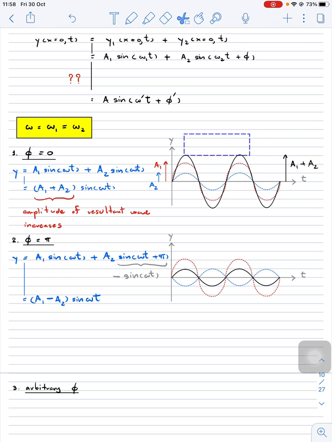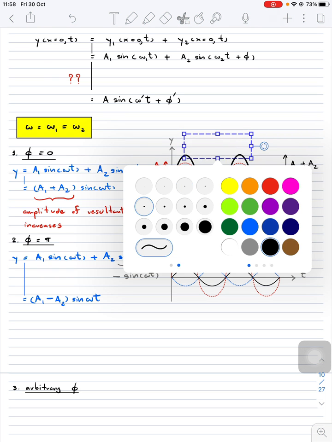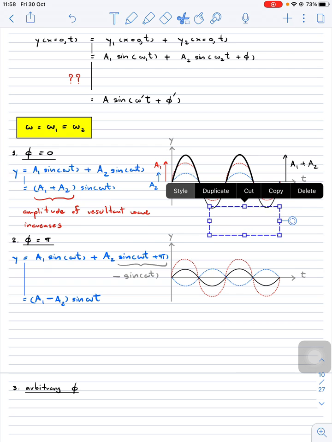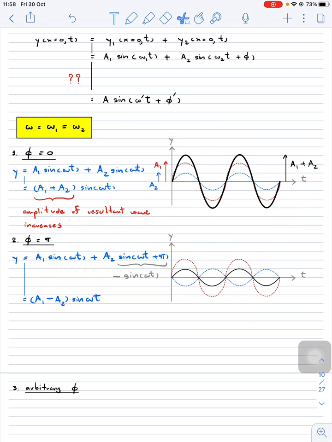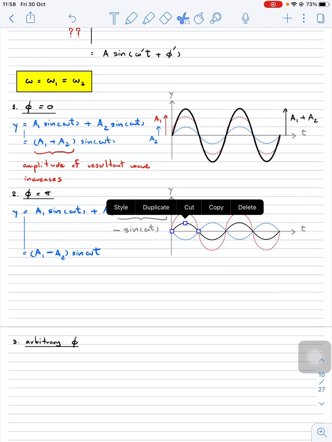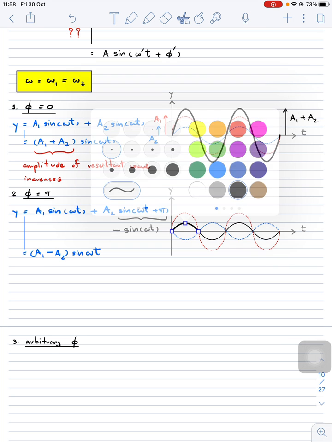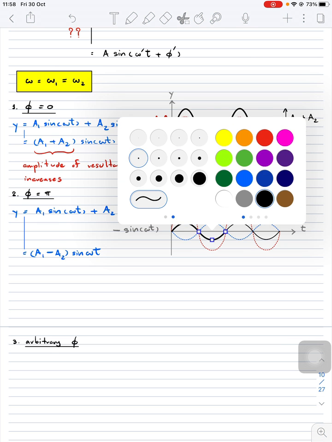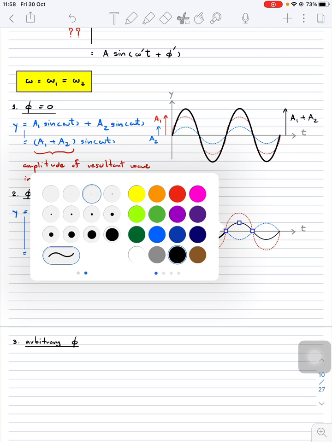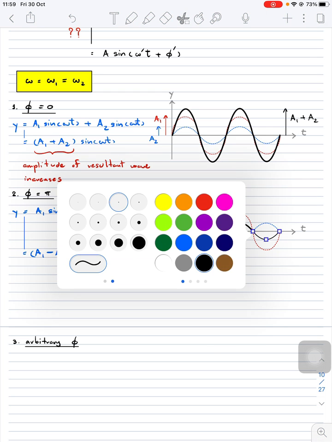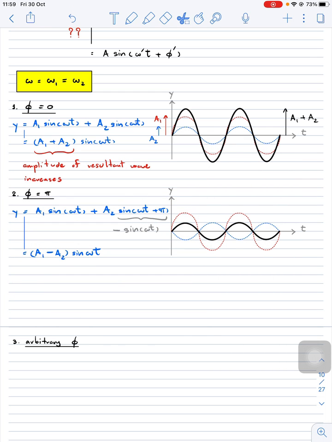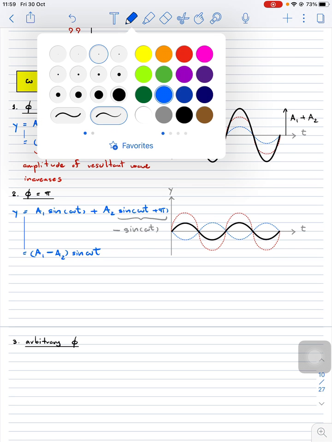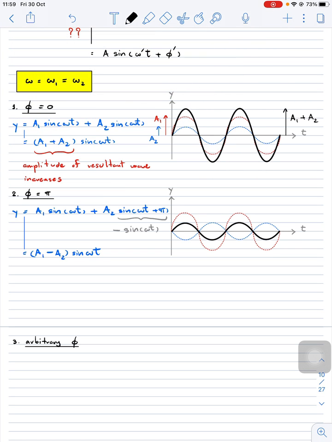Actually, let me just make it bolder. Okay. So again, this amplitude is going to be equal to A1 minus A2.